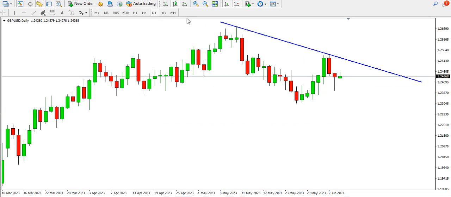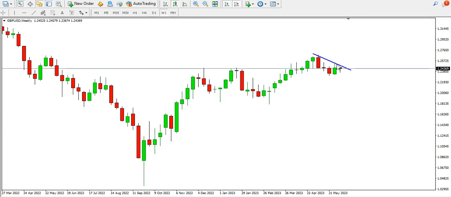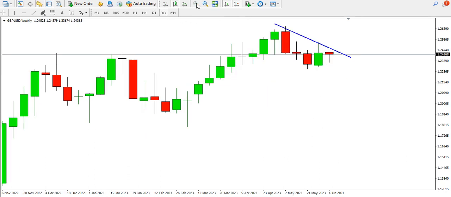Looking at GBPUSD on the weekly time frame, the price of GBPUSD, that's cable, is ranging on the weekly time frame. Look at the shadow currently forming for this particular week. The week is not over yet.